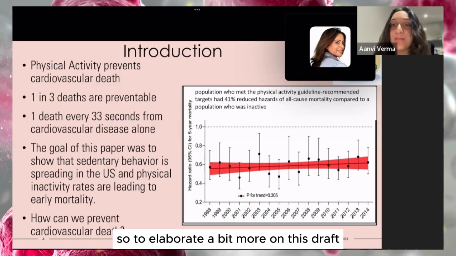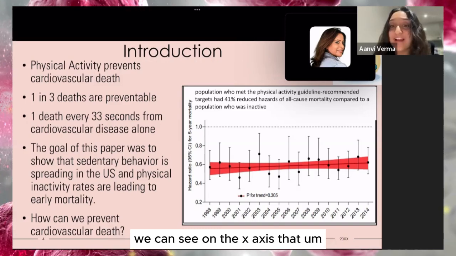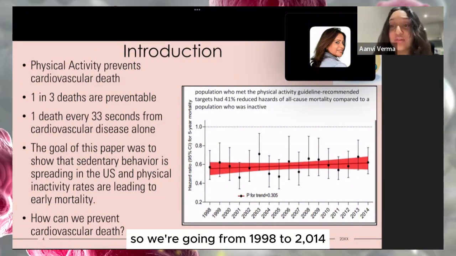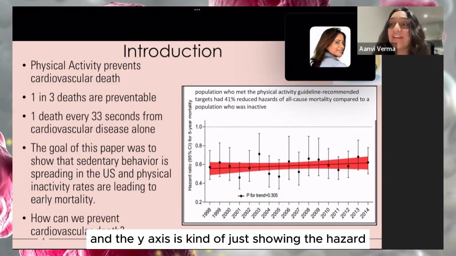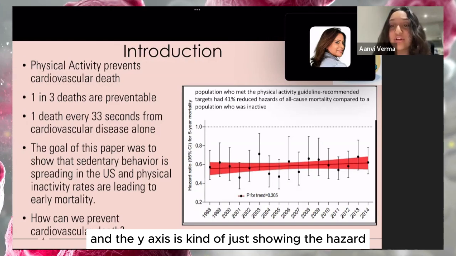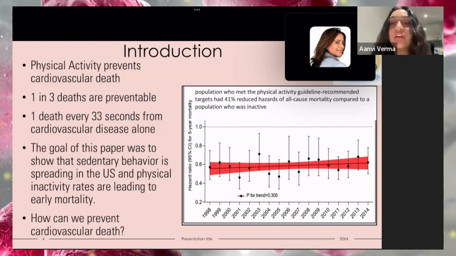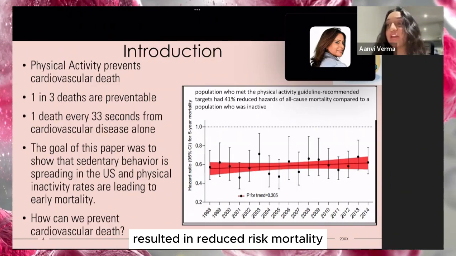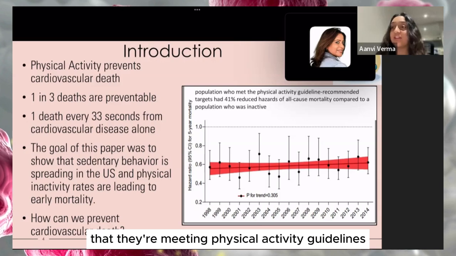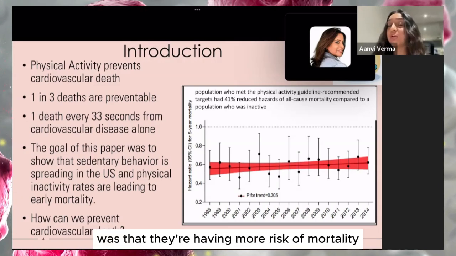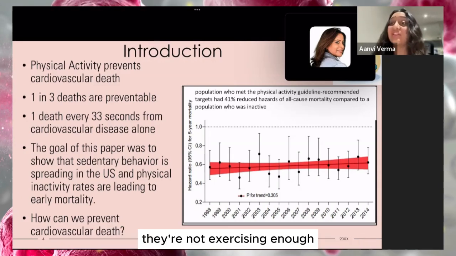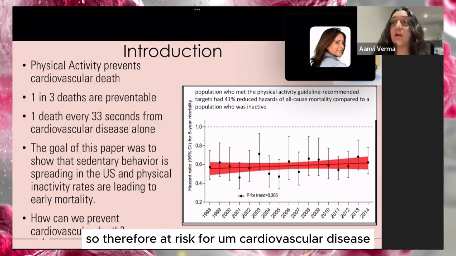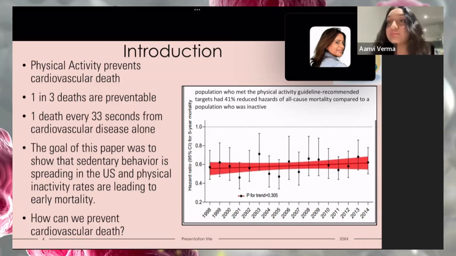To elaborate a bit more on this graph, on the x-axis we're seeing the time frame, going from 1998 to 2014. And the y-axis is showing the hazard ratio. Everything below the line of 1 resulted in reduced risk of mortality, meaning that they're meeting physical activity guidelines. Everything above 1 means they're having more risk of mortality. They're not exercising enough, their diet isn't healthy enough, so they're more at risk for cardiovascular disease.